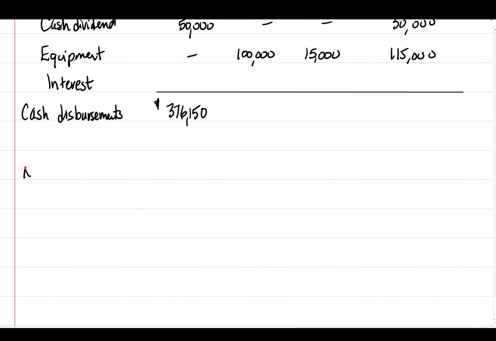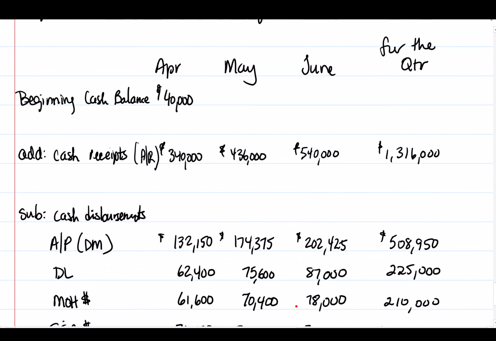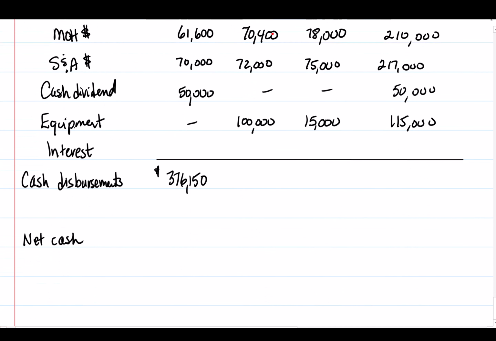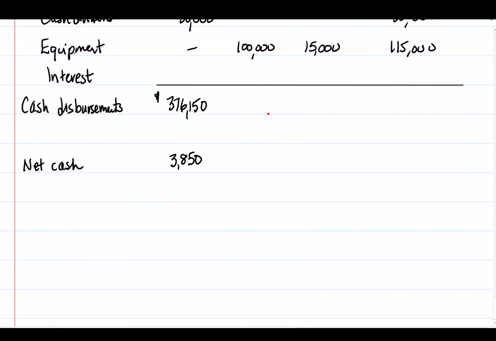Which means I get to my net cash by taking my opening balance of $40,000, add my cash receipts of the $340, and then subtract the $376,150. So that works out to $3,850 is our net cash.